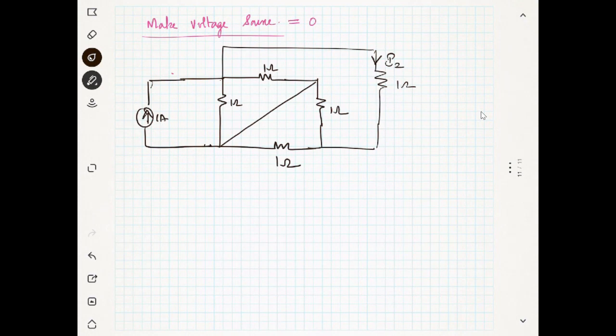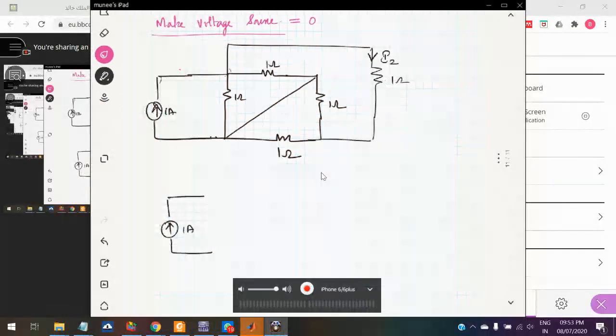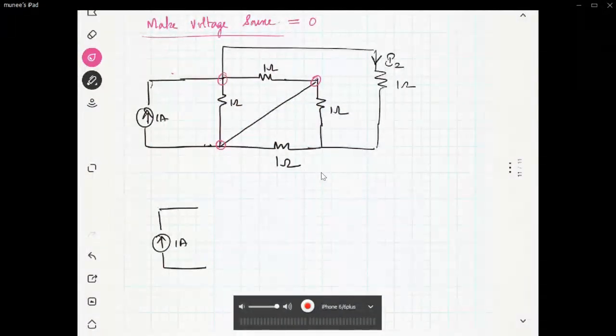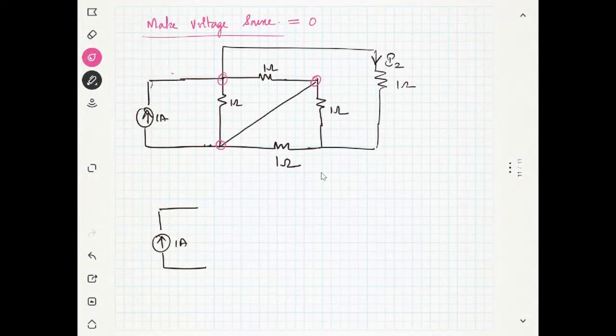Now you can see it in a different way also. If it is a short circuit, I can draw it in a different way. This is 1 ampere. Now you see here these two ends, that means this end and these two, they are short circuit. I think it is not appearing. There is some problem. Yes, not appearing. Now you can see this 1 ohm and 1 ohm are parallel. Is it okay? Can you agree with me? Yes, because this part is a short circuit.